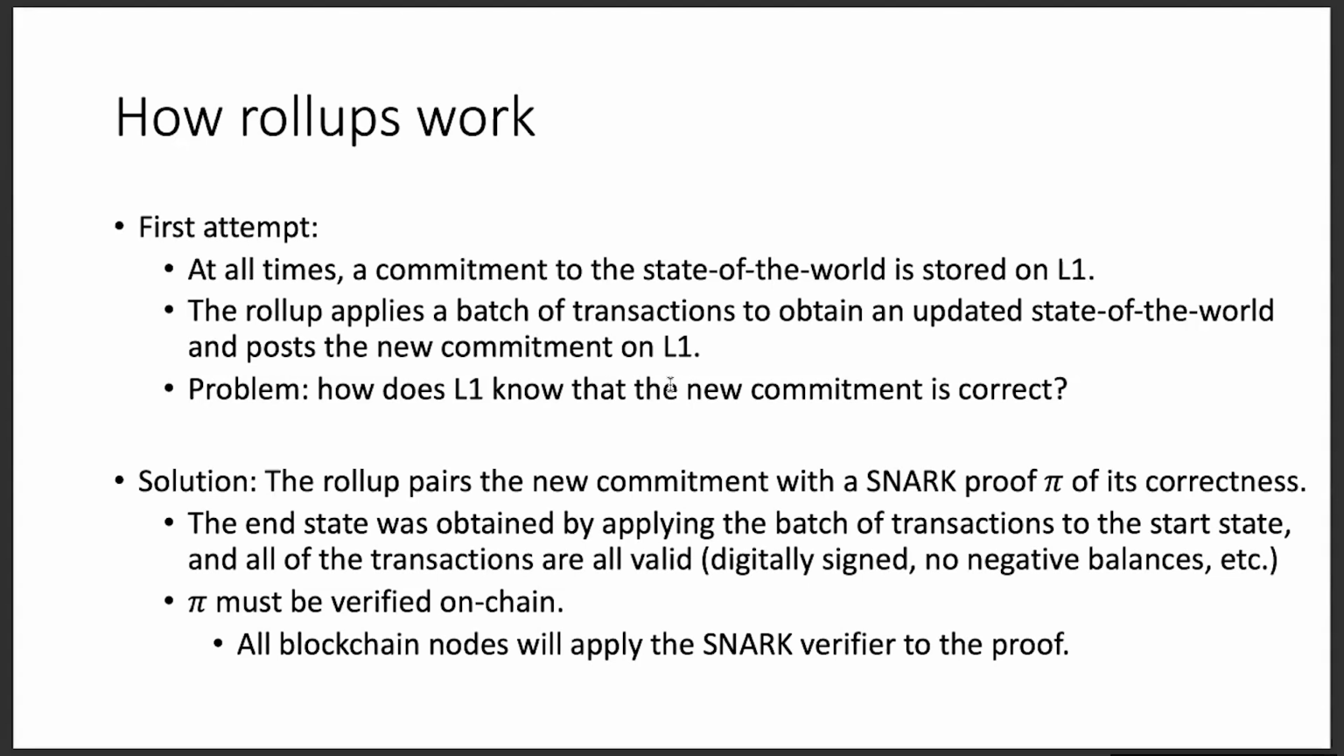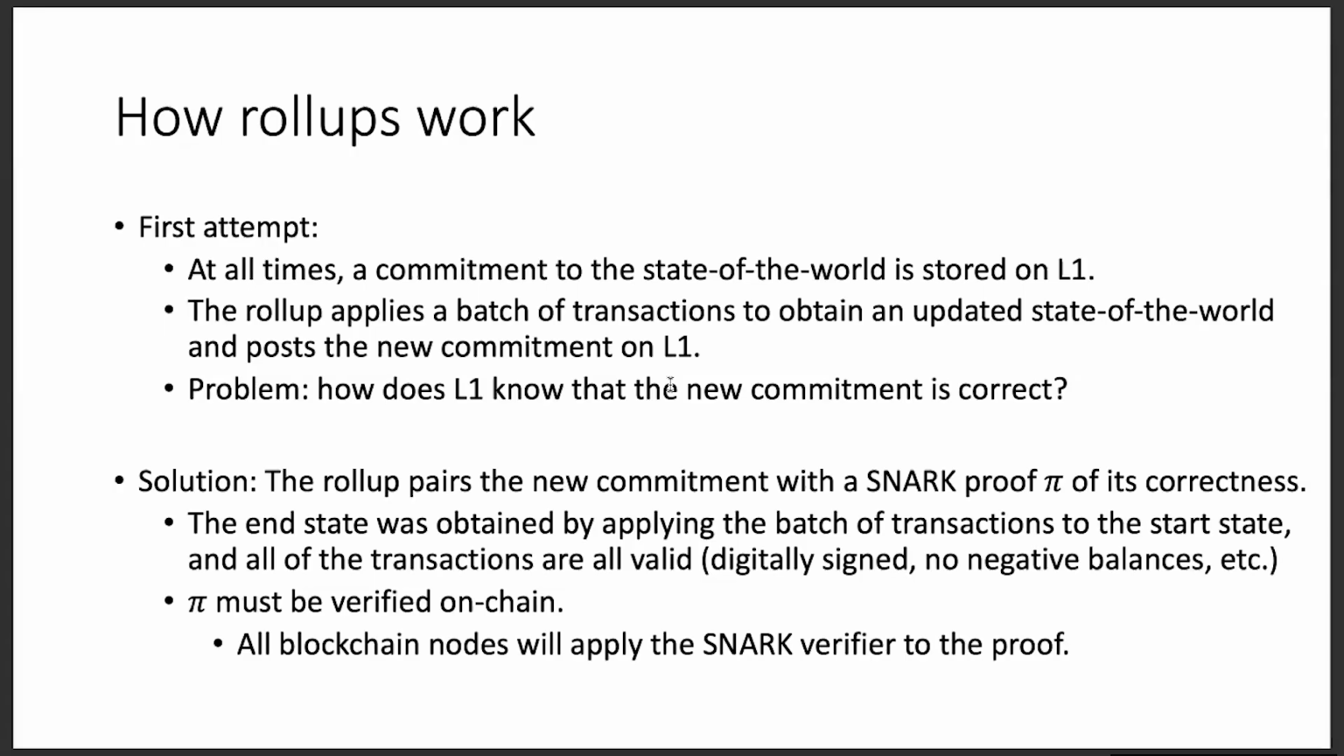Right? So that means the rollup is going to prove that it knows a bunch of transactions such that all the transactions are valid, meaning they come with a digital signature, and none of them involve somebody spending more money than they have in their account, things like that. And the rollup will prove that when you apply those transactions to the old state of the world underlying the old commitment, it leads to a new state of the world underlying the new commitment.